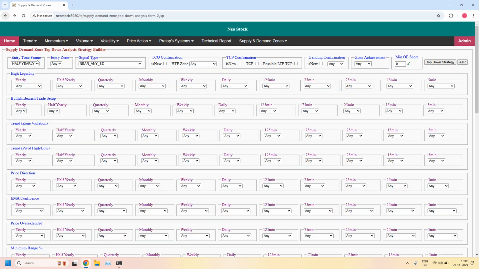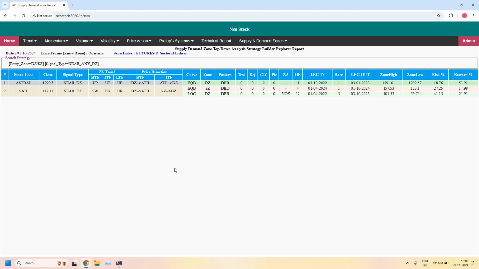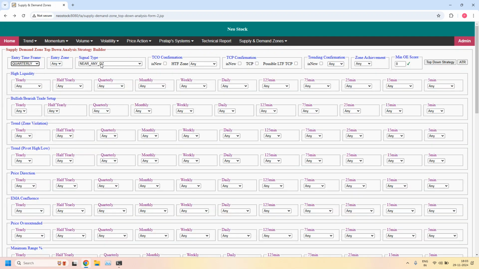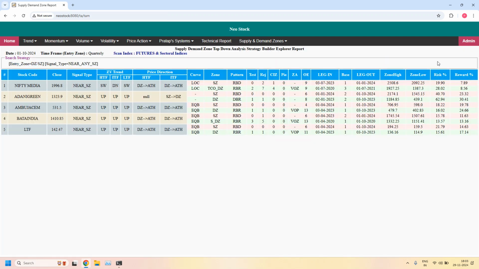Okay, next time frame is quarterly. Stocks near quarterly demand zone. Two stocks are filtered. Next, quarterly time frame. Stocks near quarterly supply zone. 5 stocks are filtered.